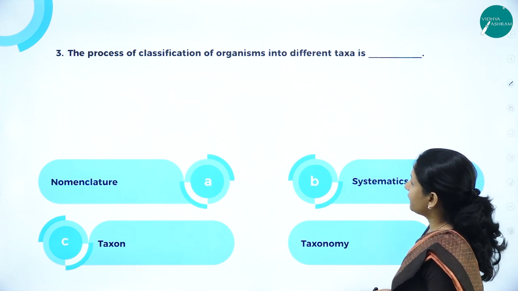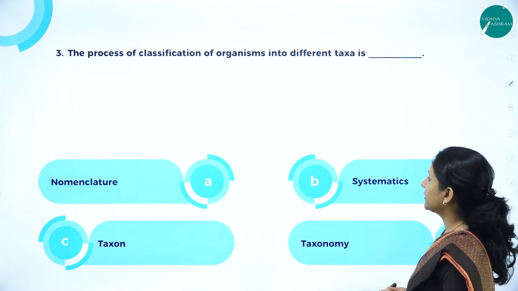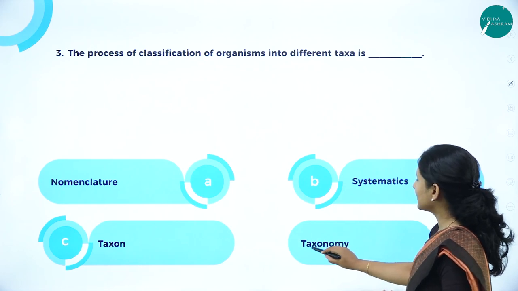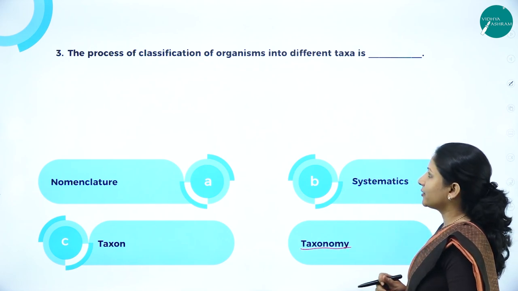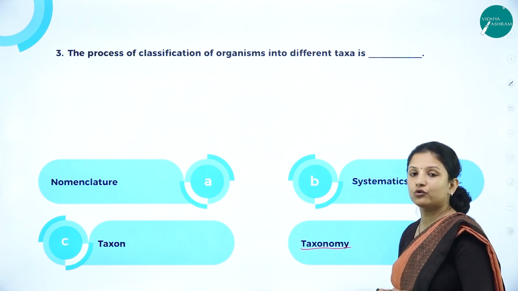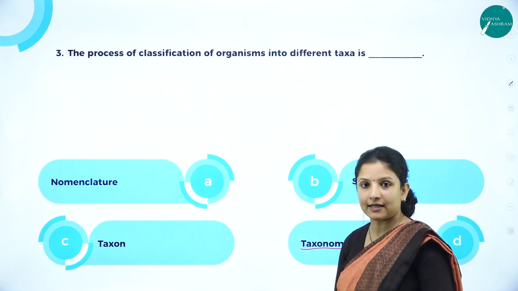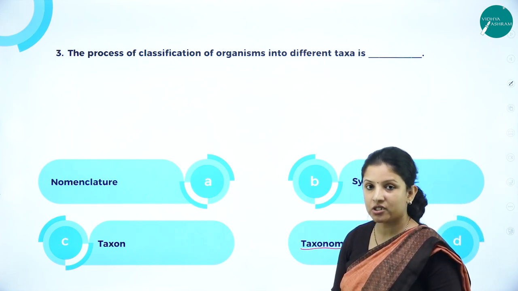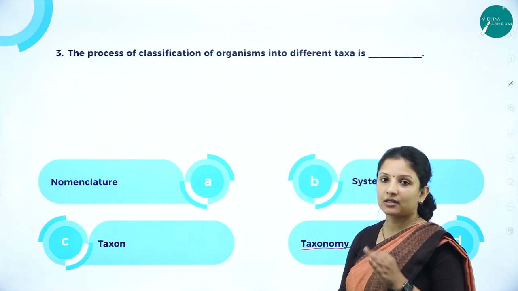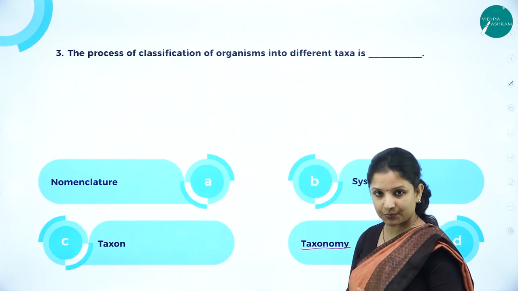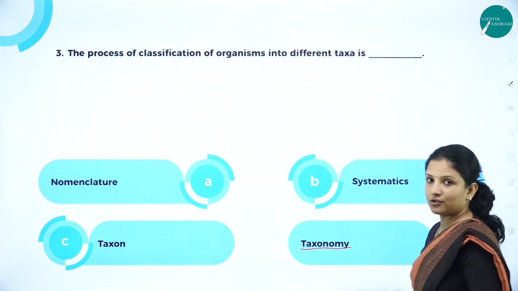The process of classification of organisms into different taxa is called taxonomy. Taxonomy is the method of classifying or grouping organisms into different taxa or units of classification such as kingdom, phylum, class, order, family, genus and species. Therefore, the answer is taxonomy.